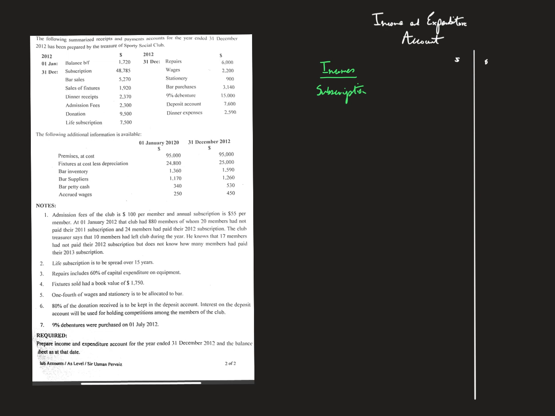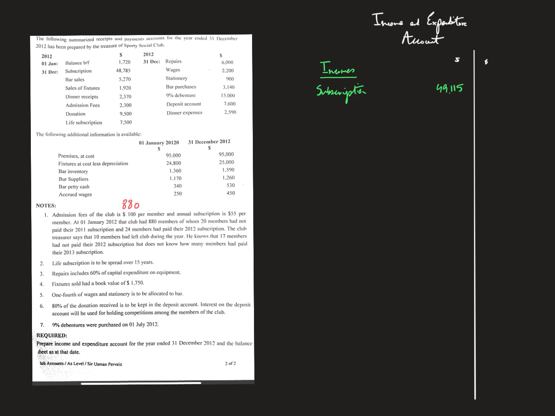So how did we calculate the subscription? For the year it was what? 49115. I think it wasn't given exactly in the question, so we calculated that. How did we calculate it?